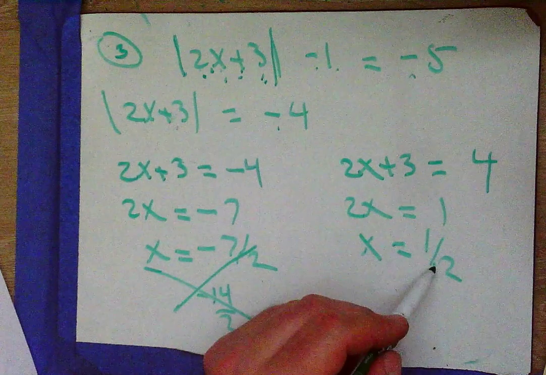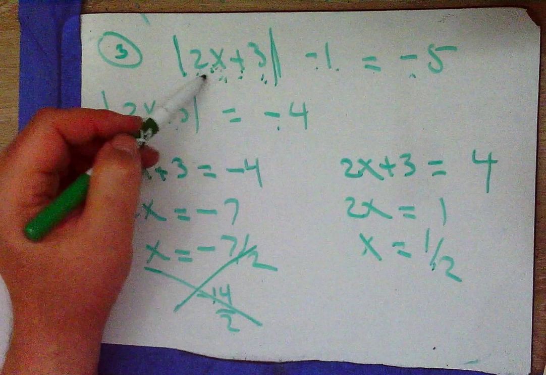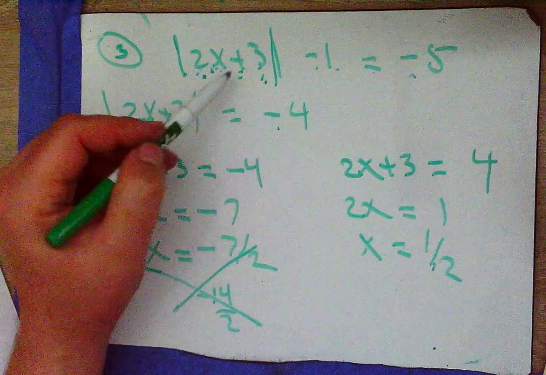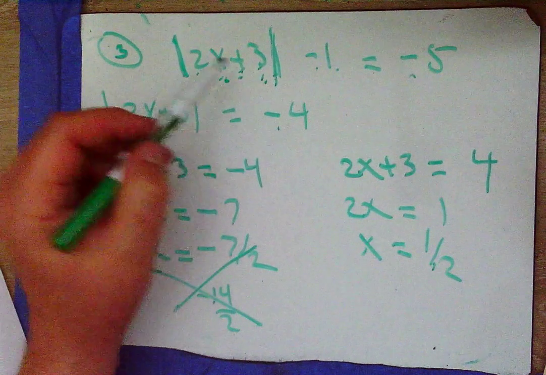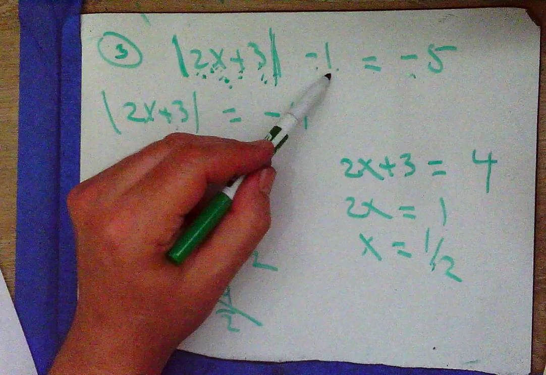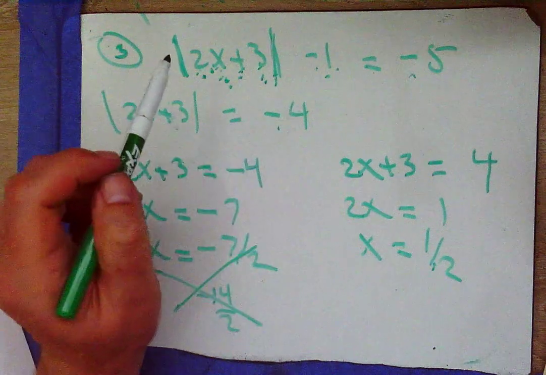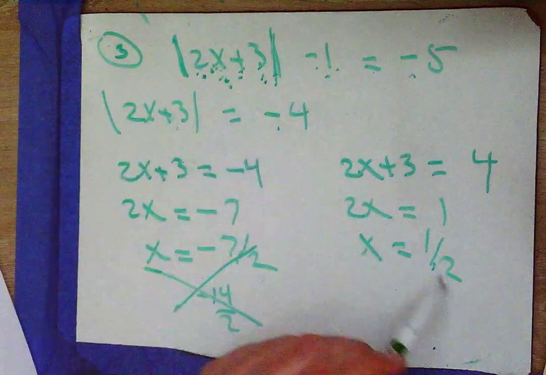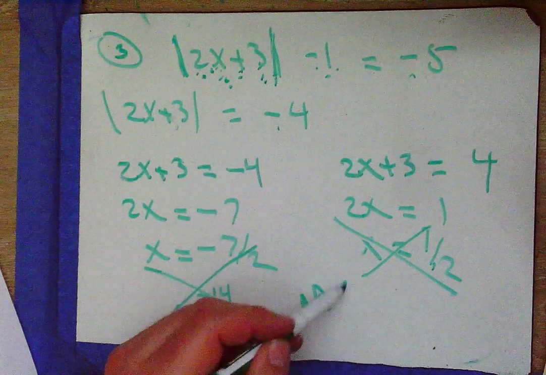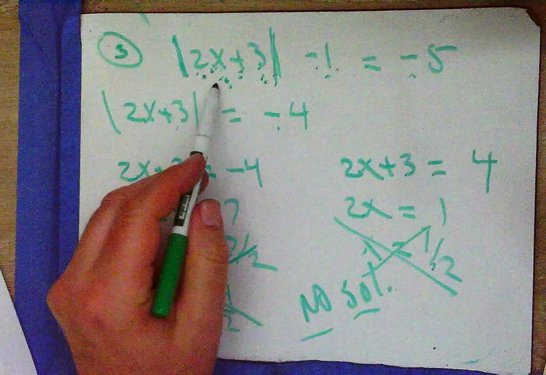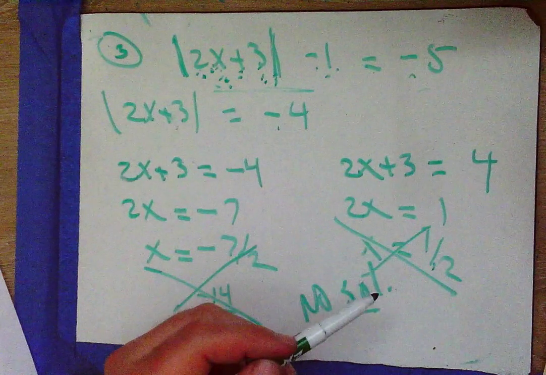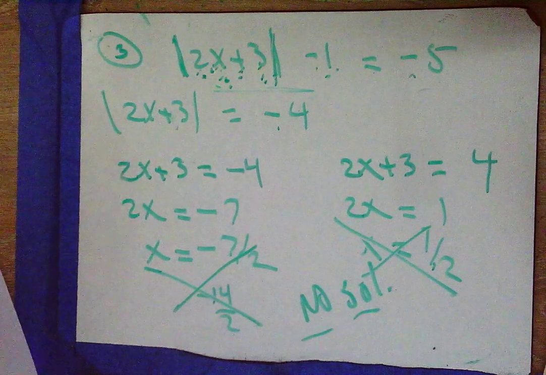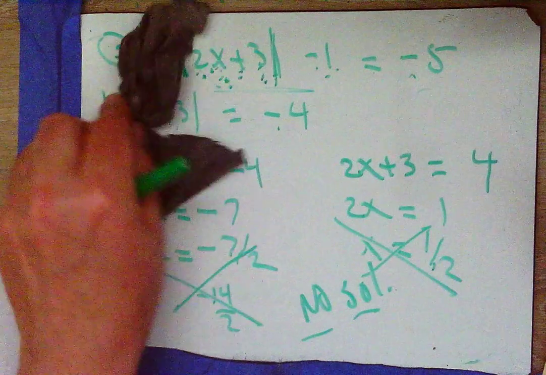What if we plug in a 1 half? 2 times 1 half is 1. 1 plus 3 is 4. The absolute value of 4 is 4. 4 minus 1 is 3. Well, that's not true. No solution. Wait, this isn't absolute value equals x stuff. What's the deal?